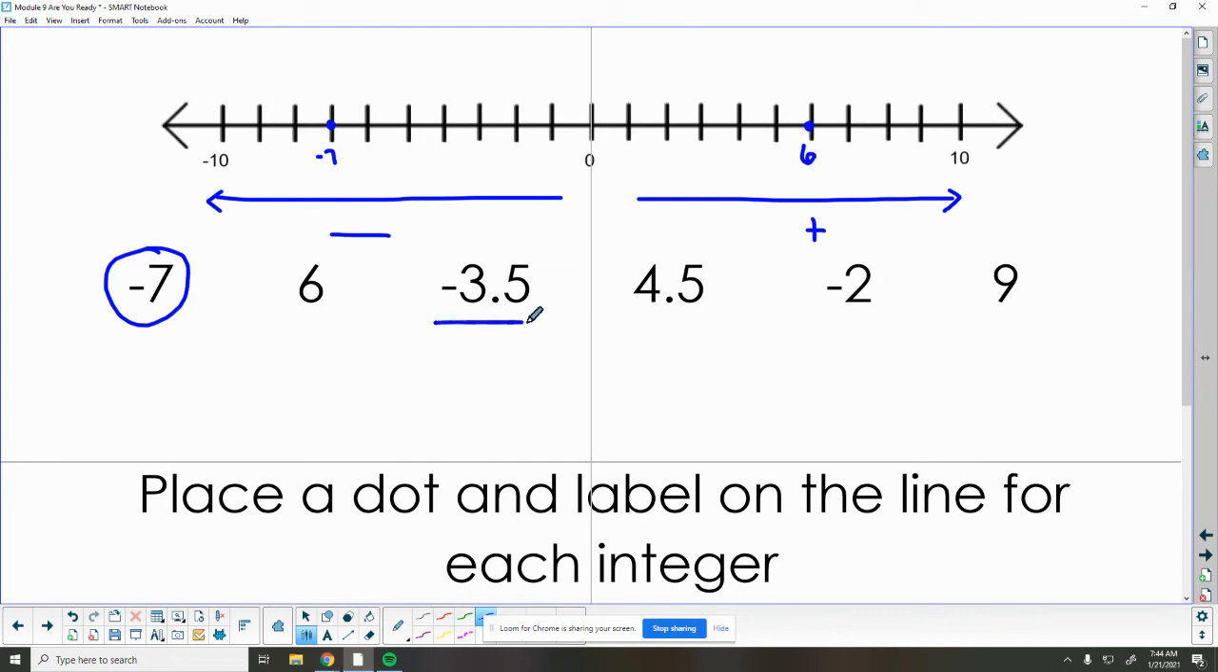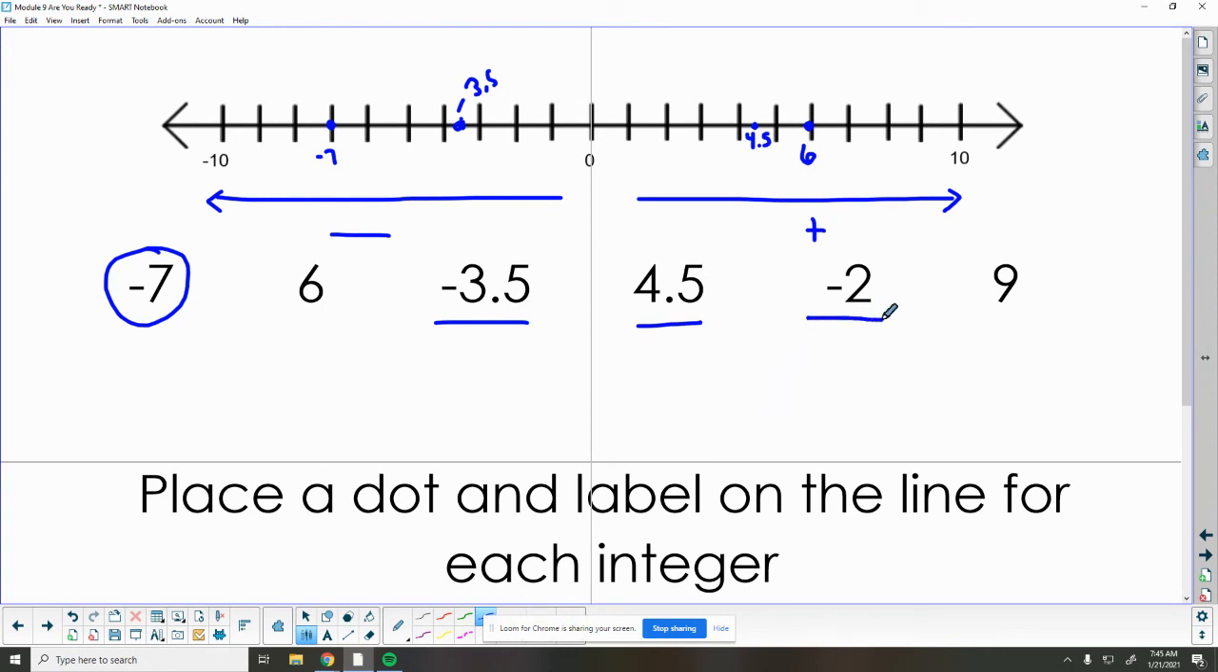I want you to see if you can find -3.5 on that number line. We need to go toward the negative side, starting from 0. So there's 1 whole, 2 wholes, 3. And a half will be right in between -3 and -4. So -3.5 here. Go ahead and see if you can find where 4.5 would be. So here we have 0, 1, 2, 3, 4, and a half. Always make sure to add in those halves or decimals or fractions when they're there.